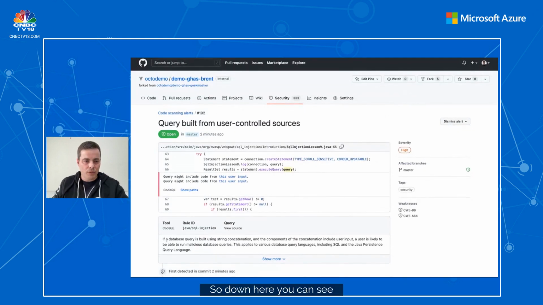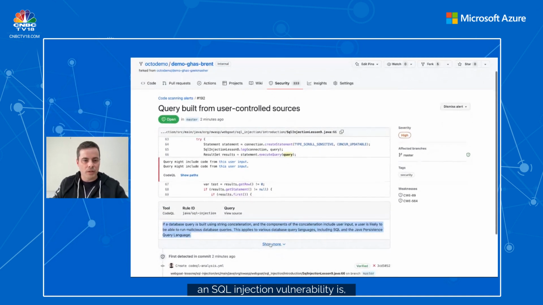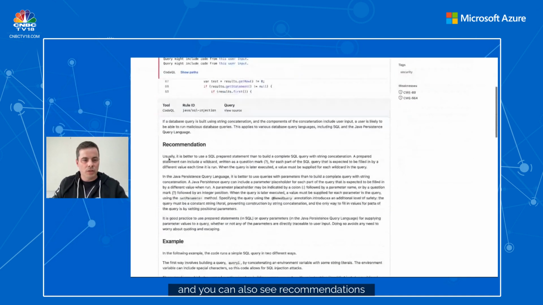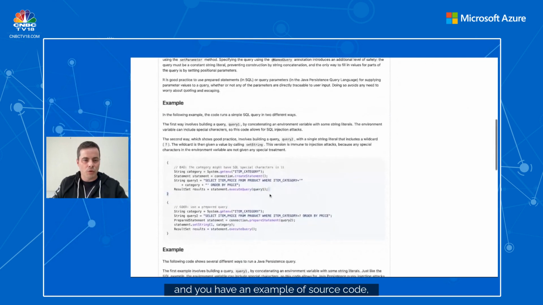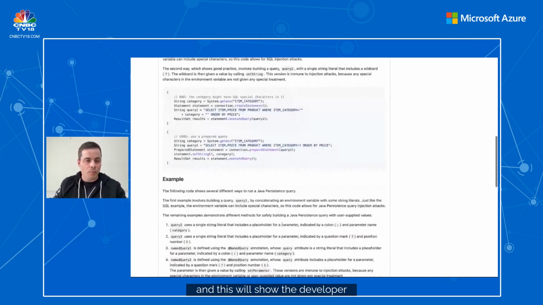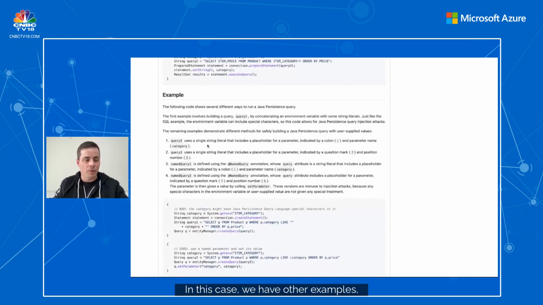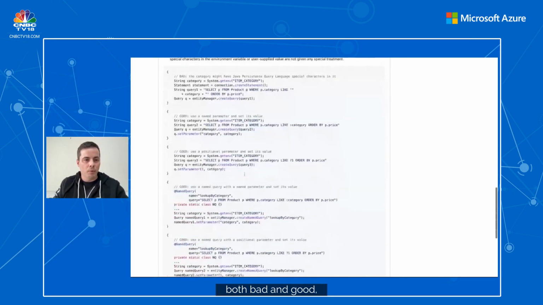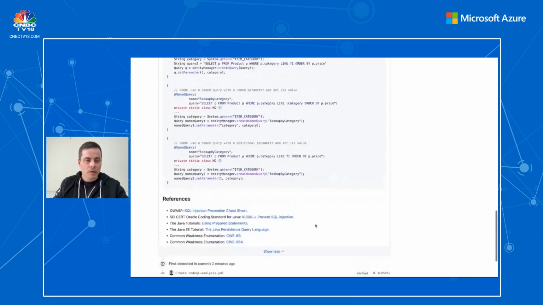So down here, you can see information on what an SQL injection vulnerability is, and you can also see recommendations for how to fix them. And you have example source code, example bad source code, example good source code. And this will show the developer how to fix these types of vulnerabilities. In this case, we have other examples, both bad and good, as well as additional references that they can check if they want to read further on.